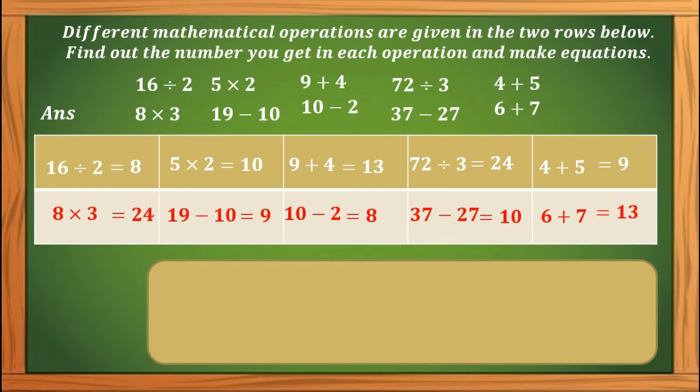So here are all the answers on your screen. Okay, so what do we have to do here, what is the question here? Different mathematical operations are given in the two rows below. Find out the number you get in each operation and make equations.